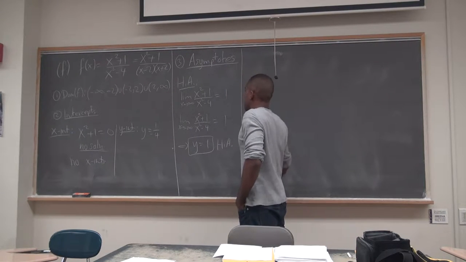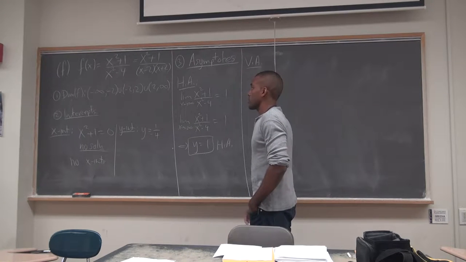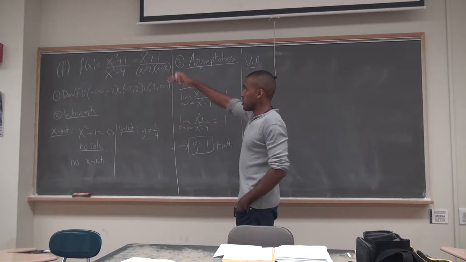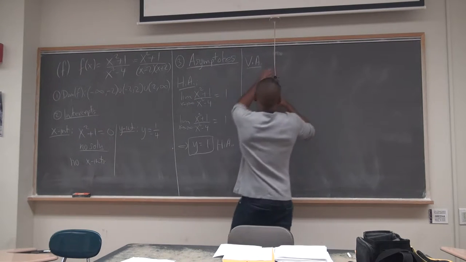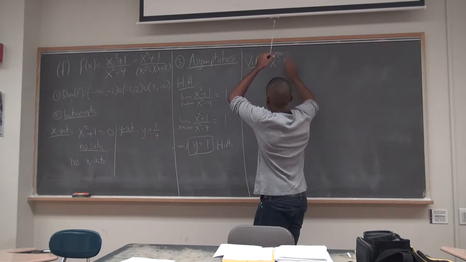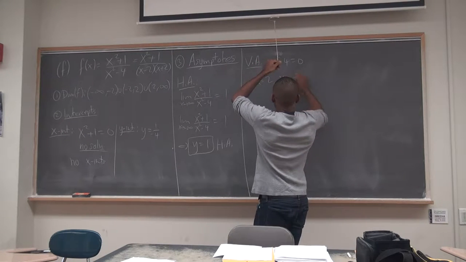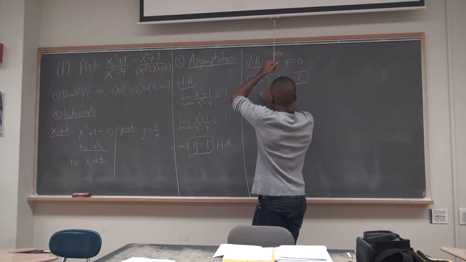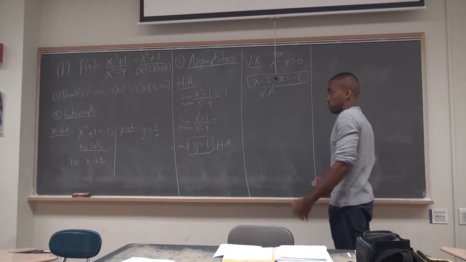How did we find the vertical asymptotes? You said the denominator is 0. Right, rational functions have vertical asymptotes where the denominator is 0. It's exactly these guys that were not in my domain. So I'm going to set x squared minus 4 equals 0, so x equals 2 or x equals minus 2. Those are my vertical asymptotes. That's easy enough. It's not bad.